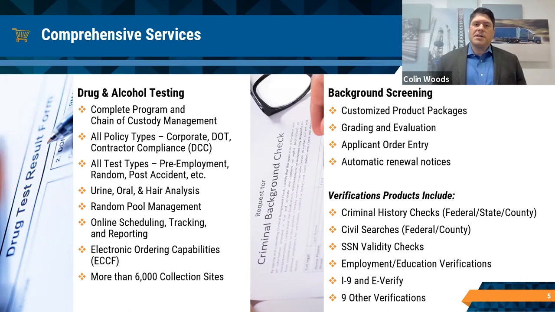But with regards to drug and alcohol testing, again, as a TPA, we focused on managing the complete chain of custody process. And I'll talk more in detail about this, but this starts with the employee, ultimately goes through the process of the testing initiatives, and then ultimately gets that information back to the employer so they can make informed decisions. We're covering all policy types, including corporate, DOT, which stands for Department of Transportation, as well as our secret sauce, the Contractor Compliance Program. It's covering all number of tests, which again, we'll go into a little bit more detail on, as well as methodologies. So the types of tests that we are screening employees for.